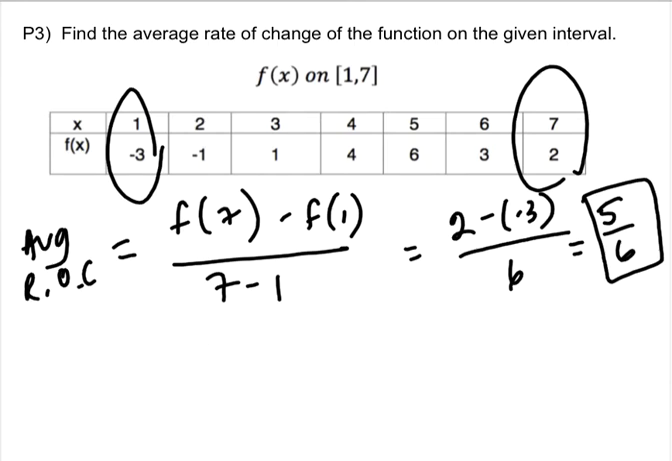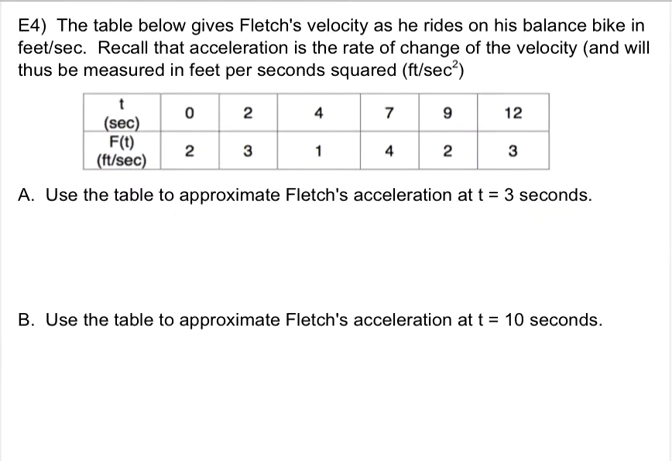Cool. All right, so now let's go ahead and do some stuff that has word problems, because that's just good for you. Example 4. The table below gives Fletch's velocity as he rides on his balance bike in feet per second. Recall that acceleration is the rate of change of velocity and will thus be measured in feet per second squared. Sorry, there's an extra parenthesis that's missing here, and that's just going to bother me.